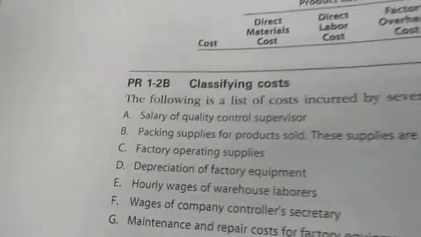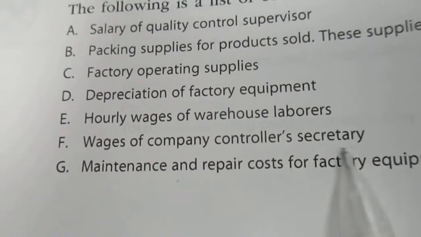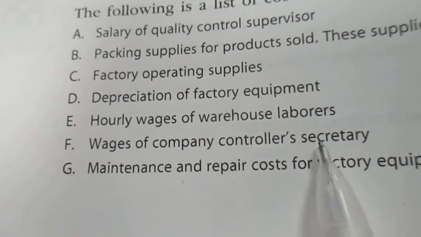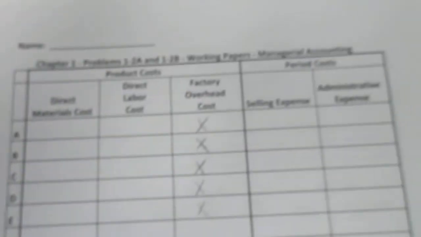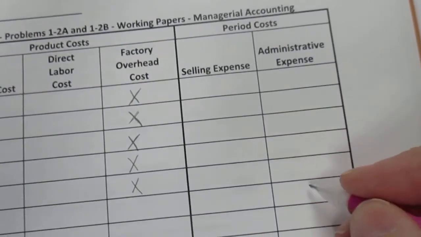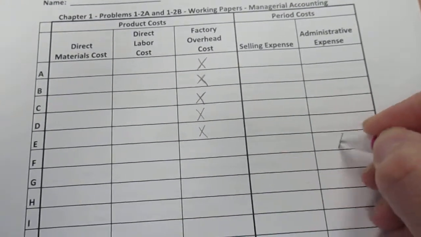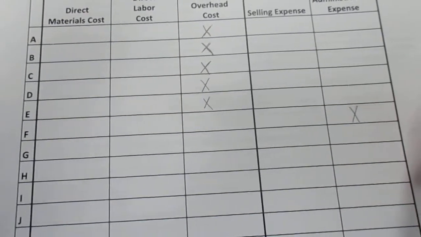Okay. Letter F, wages of the company controller's secretary. Now, we learned in the PowerPoint that a controller is an accountant. So the accountant's secretary for letter F, that would be an administrative expense. Okay. So letter F would be an administrative expense because that's a secretary that's not working in the factory. She's working in the office, or he.